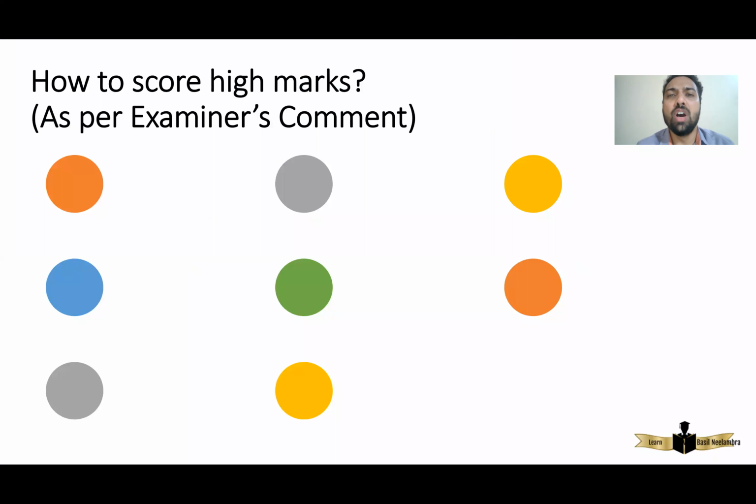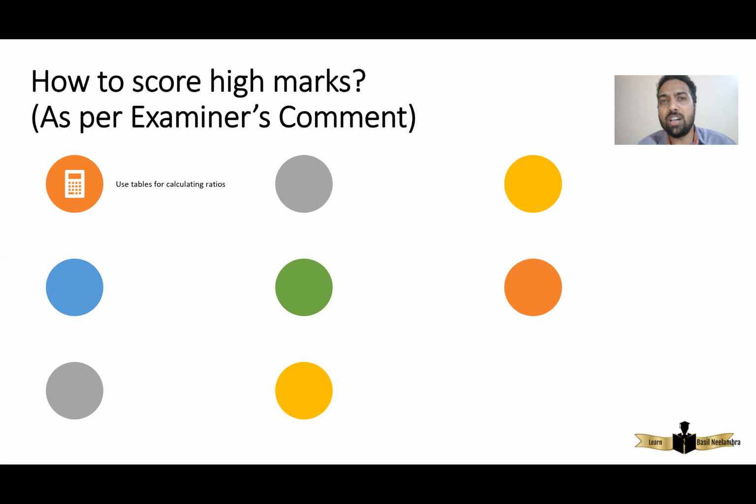So in this one, we are just going through a general idea of how to score high marks in interpretation of financial statements. This is as per ACCA's examiner's comment. Now, the examiner has stated that you should use tables for calculation. Instead of typing, just show it in a table.